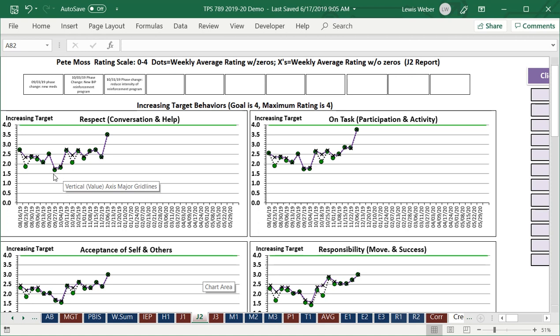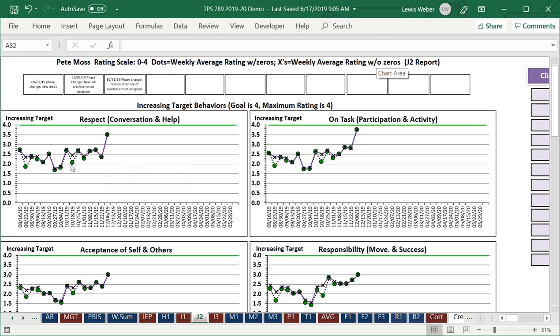Now there are two values here being graphed. We have the dots, which is the weekly average of the rating with the zeros, and the X's are the weekly average rating without the zeros. So with zeros for dots, without zeros, X. When they overlap, that means there are no zeros being earned for any of the ratings, such as right here.